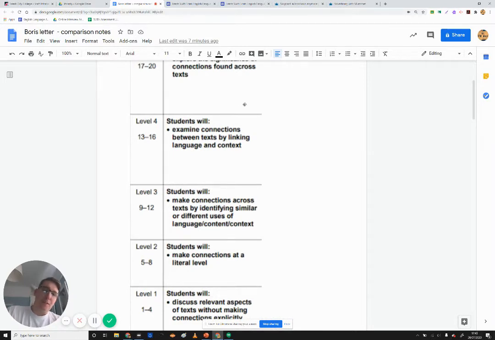Level 4, doing the same thing again, but this time also linking it to context. So bringing in the idea that both of these texts were for different contexts. One is written by the Prime Minister and is designed for the whole public, whereas the other one is part of a community discussion message board. So it's about the actual public responding to other members of the public. So again, talking about context.